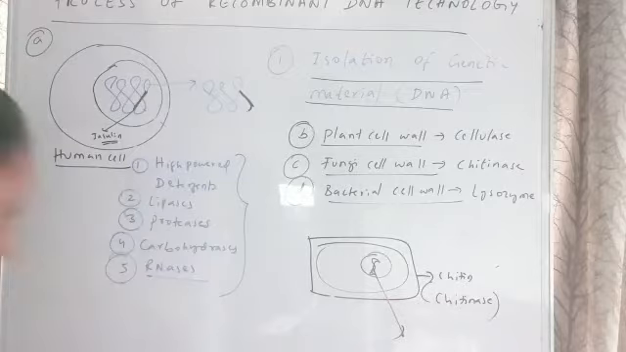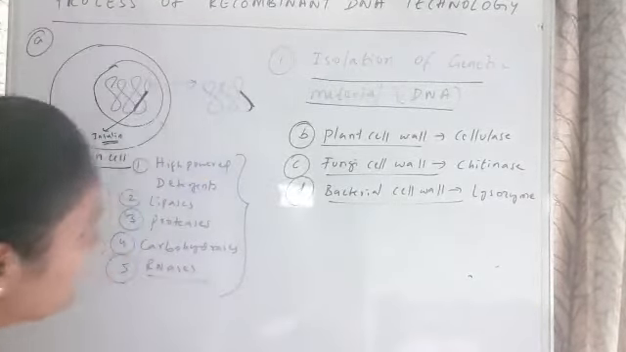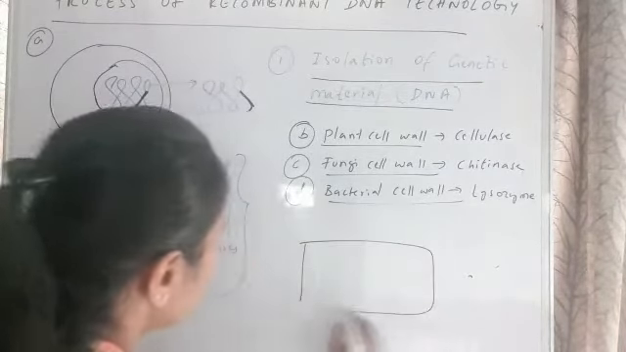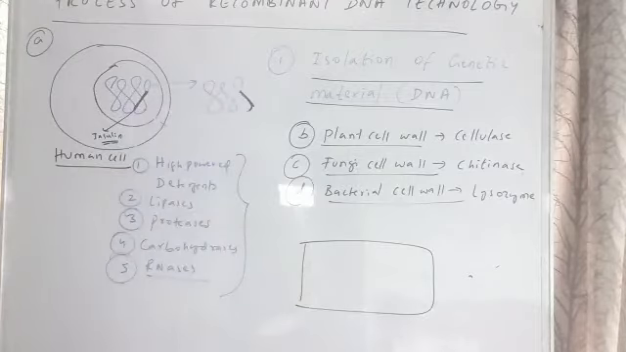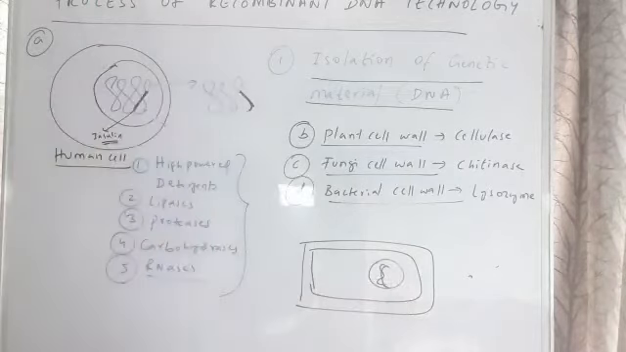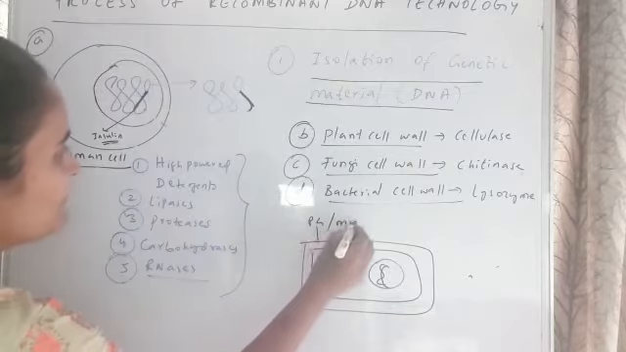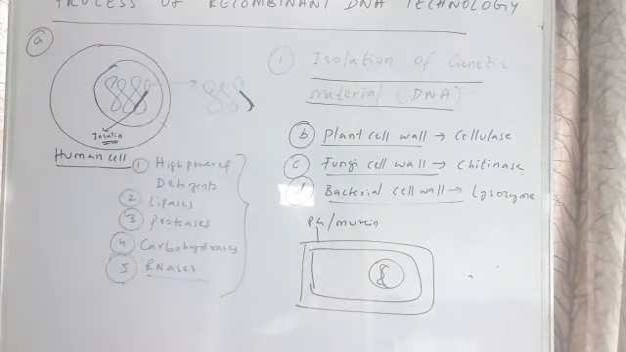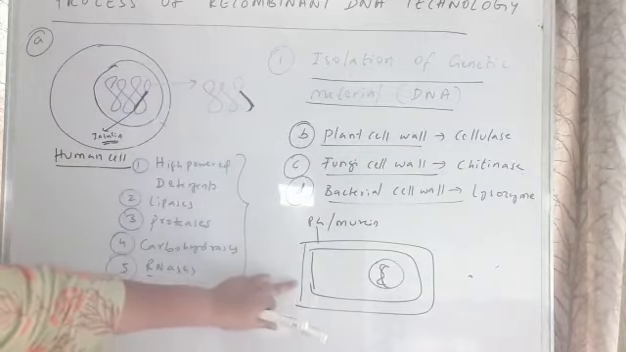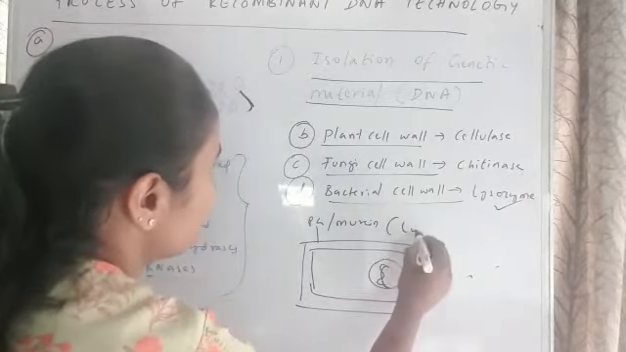The next one is bacteria. If at all I have to isolate the genetic material from the bacterial cell, so imagine this is a bacterial cell. Now the bacterial cell wall is made up of peptidoglycan or murein. Right. Now to break the peptidoglycan cell wall, we have to use an enzyme which is lysozyme.